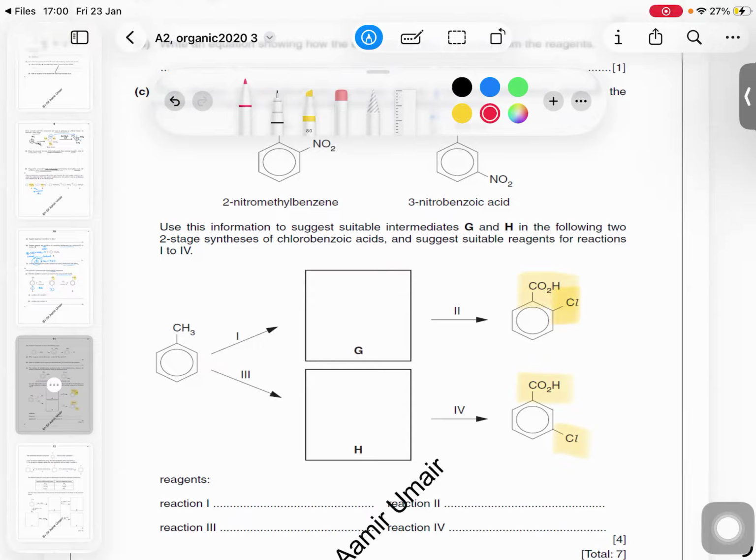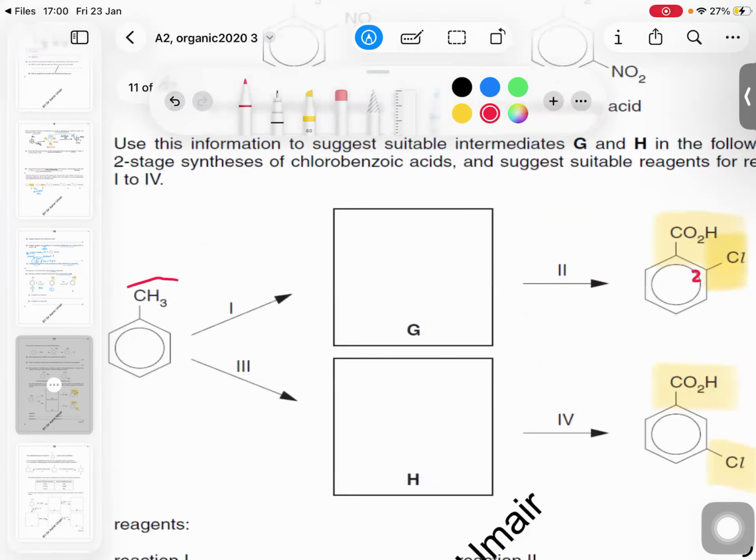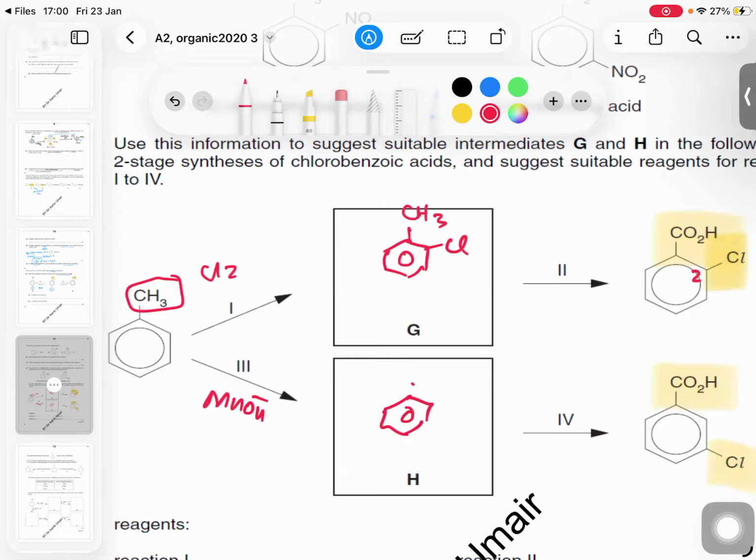Yes. In the first case, in order to put chlorine at carbon number 2, the first substituent group must be 2,4-directing. So that's why we know that the methyl is a 2,4-directing group. So let's do the chlorination first. It will become 2-chloromethylbenzene, and then you add the oxidation. Similarly, on the other hand, for benzoic acid, first do the oxidation and turn it into benzoic acid, and then you can do the chlorination. Then it's going to go at carbon number 3. Clear?